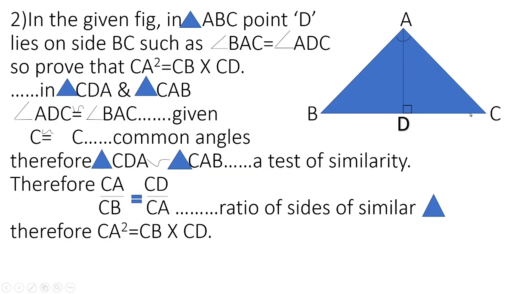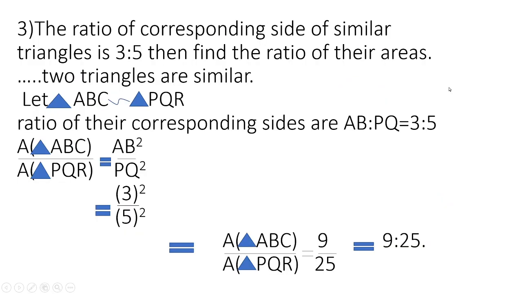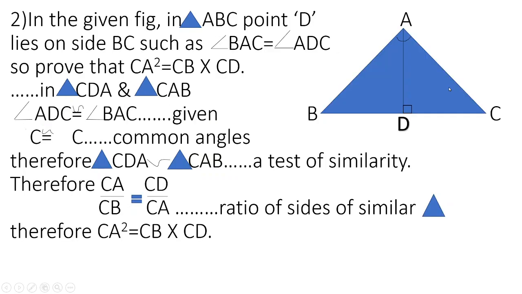Angle ADC means this A angle in triangle ABC and this D angle in triangle ADC, both are equal, which is given in our example. From this information, you have to prove CA square is equal to CB into CD. Now the solution.